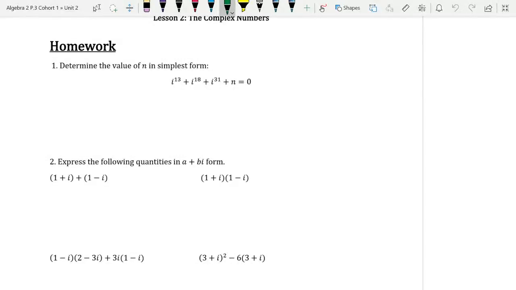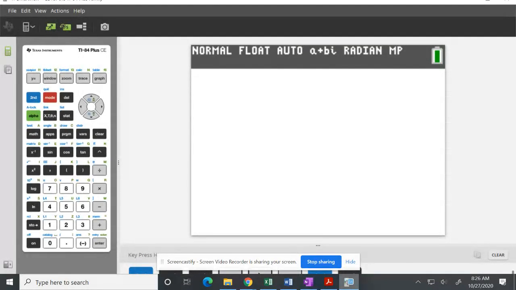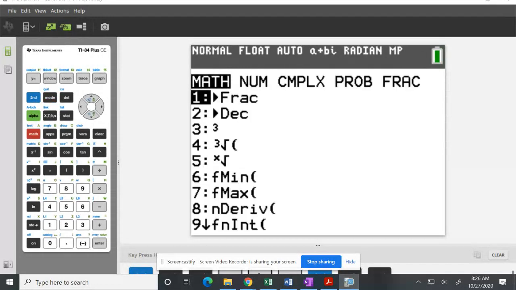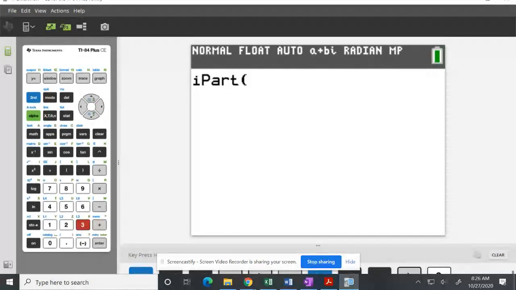do this algebraically too. So looking at number 1, it says determine the value of n, and there are 3 pieces here that are I to a power. To determine I to a power, each one of these has a value. So if I go into my graphing calculator for a second, to type these in, if I want to figure out what I to the 13th power is, I'm going to hit math. I'm going to go over to number because it's a number. And I'm going to go down to option 3 for I part.